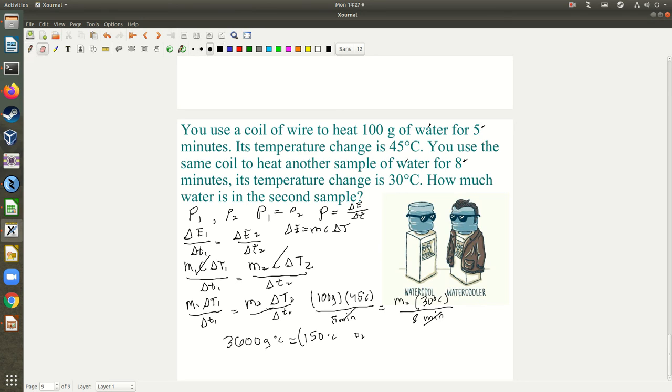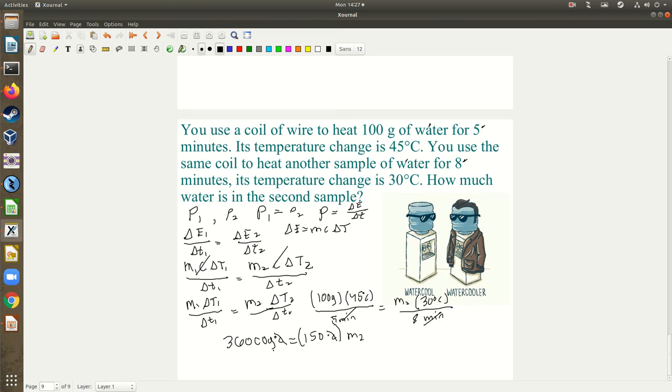Okay, here we go, M2. Notice that your degrees Celsius cancels. That leaves you with grams. That's the unit that you wanted to begin with. And if you're saying to yourself, why did he just write 3,600? Well, that's because he meant to write 36,000. But he caught it.